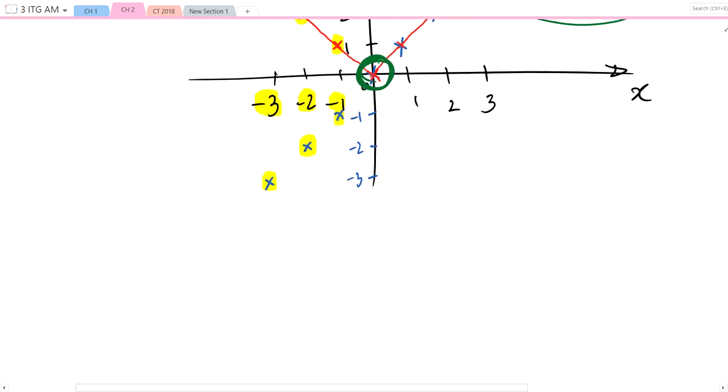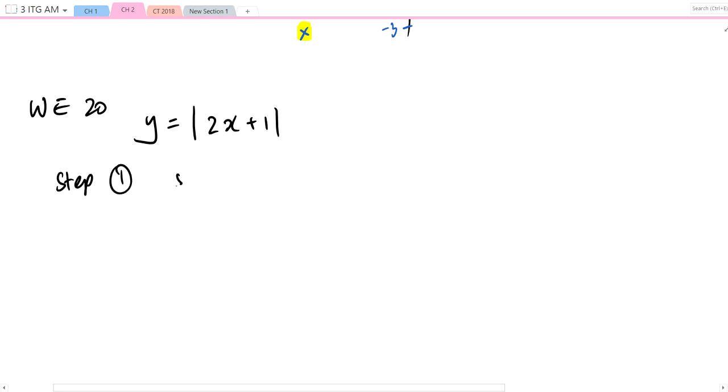Okay, so let us go through a worked example to see how we can do this. Worked example 20. So you're told to sketch the graph of y equals modulus 2x plus 1. We do not need to construct the table of values. So the first step, 1, sketch y equals 2x plus 1. Simply remove the modulus sign.